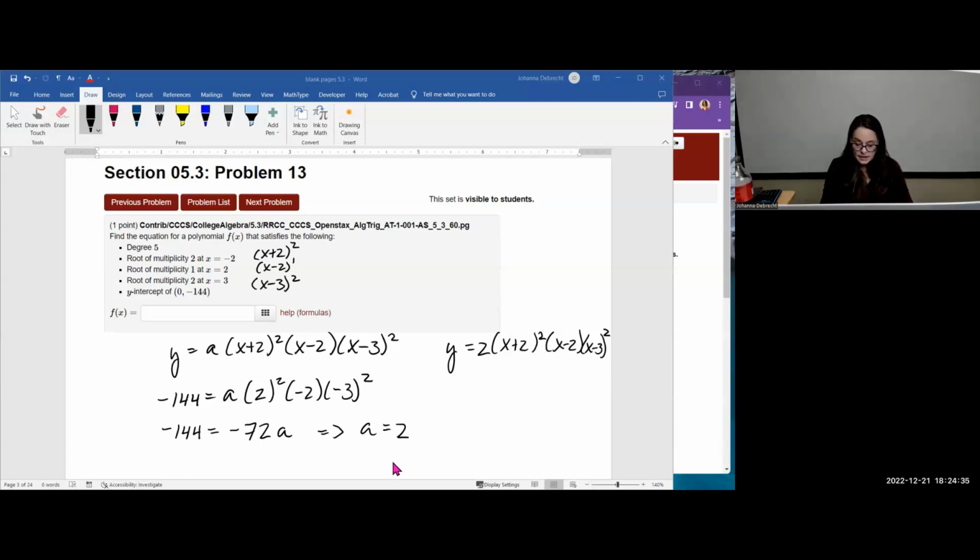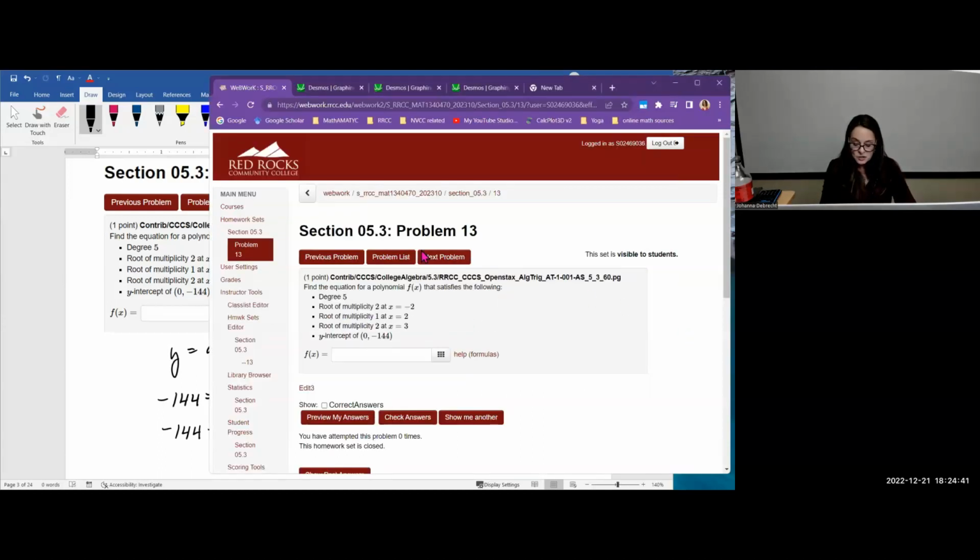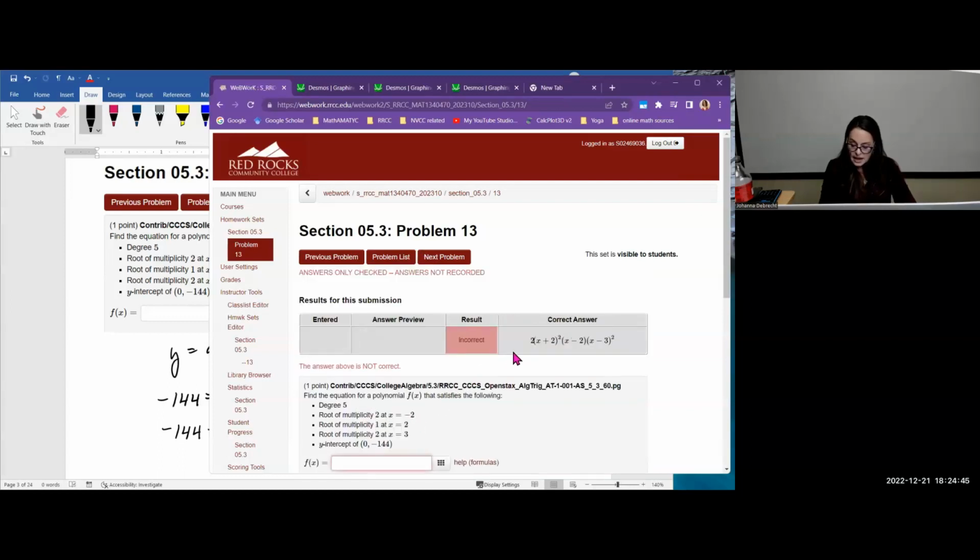And so we get that a is equal to 2, which gives us this expression that you see here. Let's go ahead and check the answer to problem number 13, just to be sure we did it right. And you can see that that is indeed what we had.